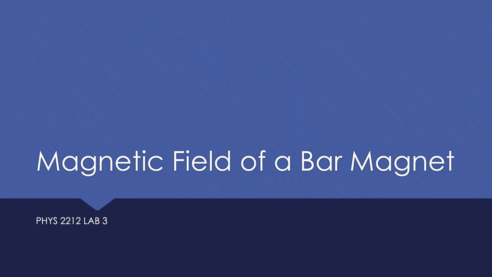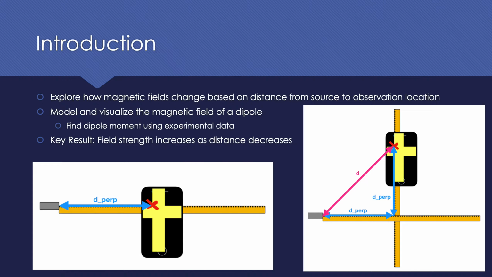Hi, today we will be discussing Lab 3 of Physics 2212, Magnetic Field of a Bar Magnet. In this experiment, we will explore how magnetic fields change based on the distance between the source and observation location. We will also model and visualize the magnetic field of a dipole after determining its dipole moment from experimental data.